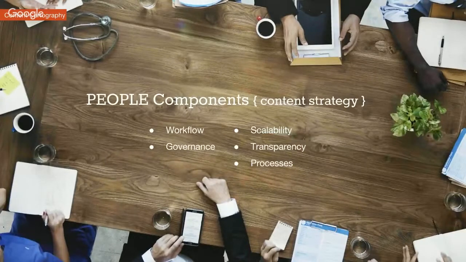So let's talk a little bit more about the people components. The people components of content strategy is really about optimizing processes and creating transparencies within organizations and teams and so forth. It's about making it really easy to understand who does what, and who does what when, and who does what where. And that's what content strategy allows you to do. It's about creating a scalable blueprint for whatever process you are trying to audit. And content strategy allows you to do so.